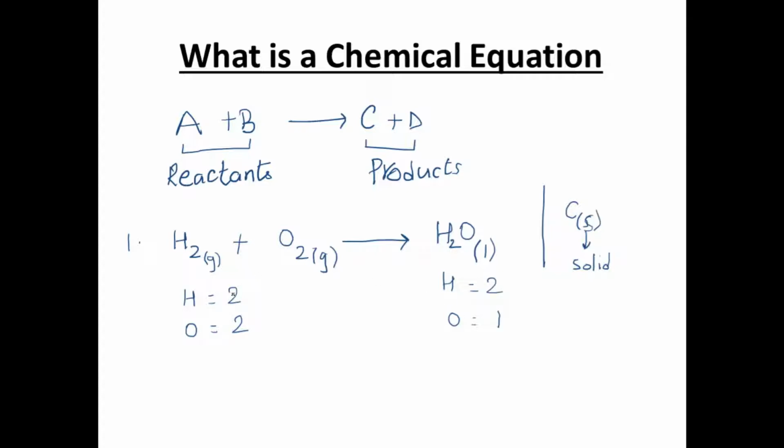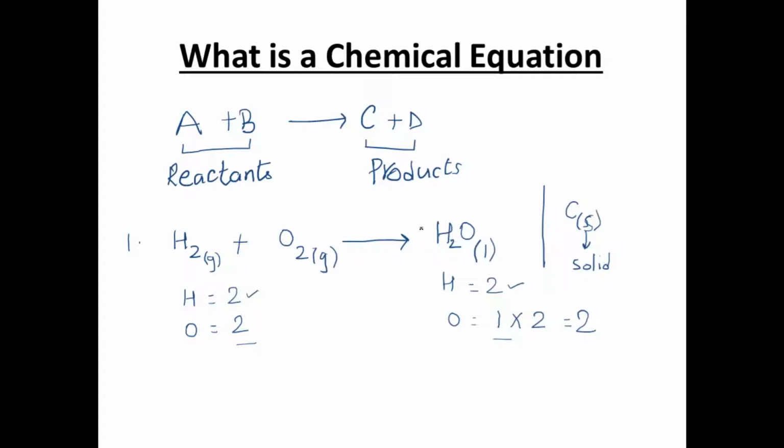What does balance mean? Equal. In this case, hydrogen both have two atoms. That means they are balanced. But oxygen has two and here oxygen has one. So what do most of the students do? Now we have to multiply. If I multiply 1 by 2, we get 2. So now where to write this 2?